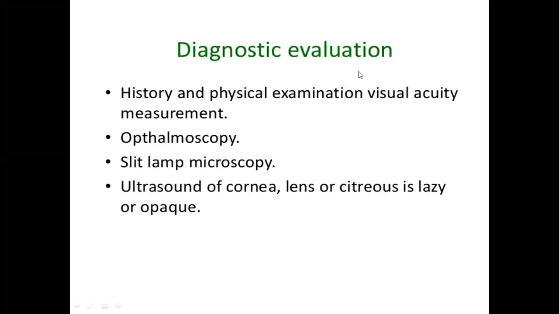So how will you evaluate the patient? History आपने लेनी है, and you have to thoroughly physically examine the patient. Visual acuity measurement, ophthalmoscopy करनी है to check the retina and optic nerve. Slit lamp microscopy करनी है. By the slit lamp microscopy, you easily check the anterior chamber and posterior chambers of the eye. ठीक है. अल्ट्रासाउंड ऑफ द कॉर्निया, लेंस, एंड जो आपका है विट्रस इज ओपेक.